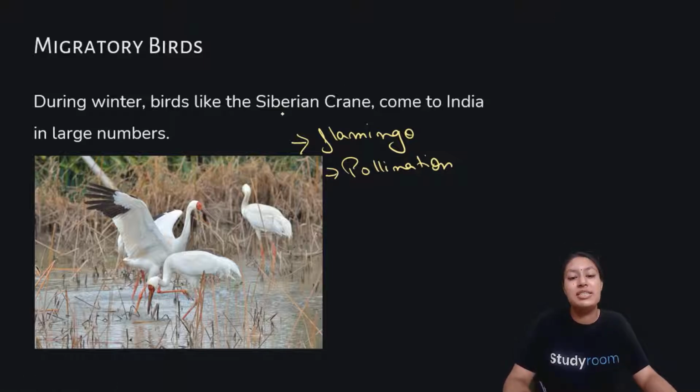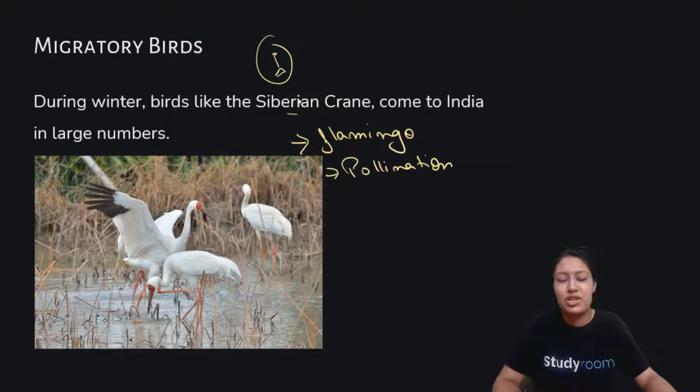In Siberia, when it is very cold during the winters, the environment becomes unfit for their survival. So they moved downwards from Siberia to India. Pretty bad drawing though. They moved down to India, and they are mostly seen in the Run of Kutch in Gujarat. Another type of migratory bird is the flamingo. Flamingo is also one of the migratory birds which migrates and comes to India.